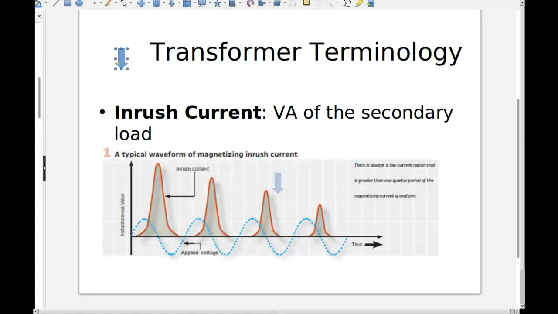Okay, so you get to the point where the circuit gets basically equalized, and you don't have these huge spikes. But when you first hook it up, you can get these very high spikes of current, which is referred to as the inrush current.